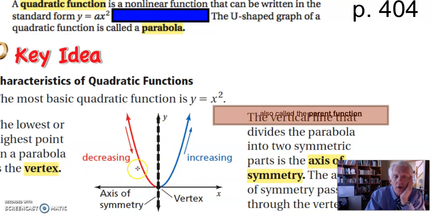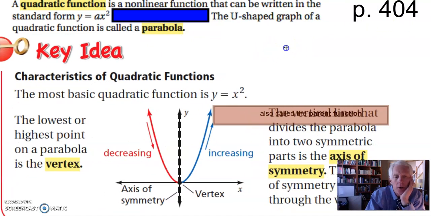On this little graph, the vertex is the bottom or the top of the quadratic function. And the axis of symmetry is the line that divides it right down the middle. This entire diagram, everything I'm showing you today, is on page 404. You can always go back and take a look at that also.